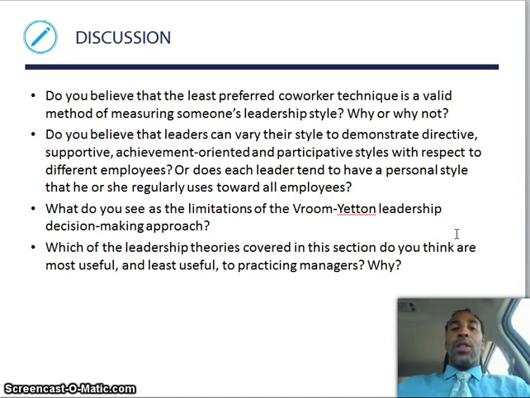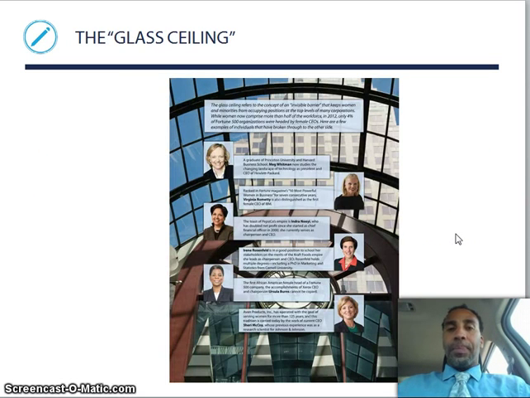More discussion questions such as, do you believe that the least preferred coworker technique is a valid method of measuring someone's leadership style? Why or why not? So different people have different opinions about leaders and managers. If you're new to leadership or management, you'll realize that everybody will not like you. Everybody will not like your style. You just kind of have to be at peace with it. If you're an individual that wants to please everybody, it's quite possible that you won't be in management too long because everybody wants something different.